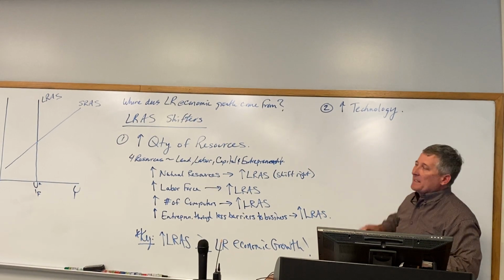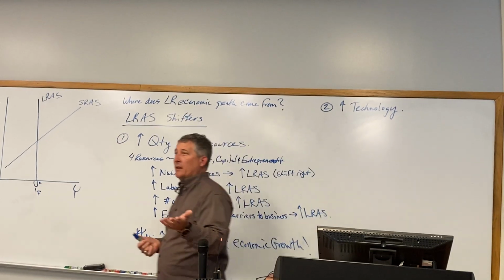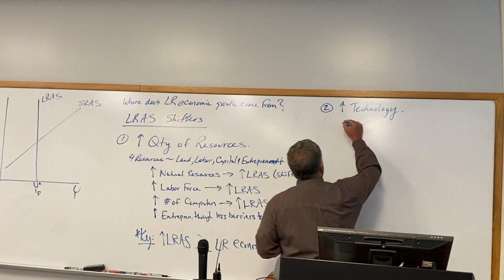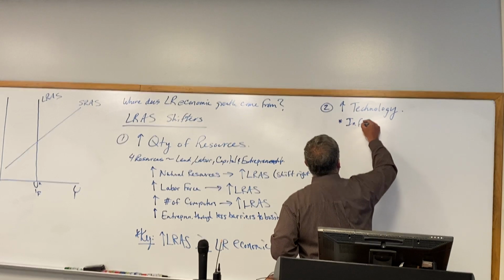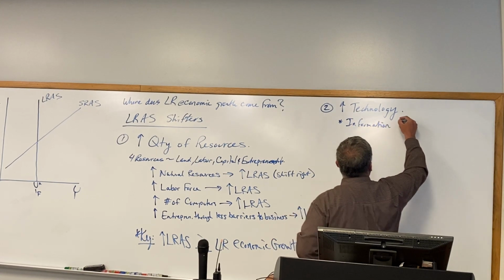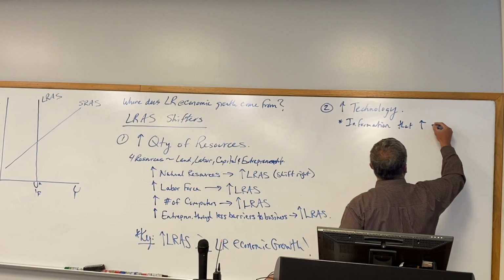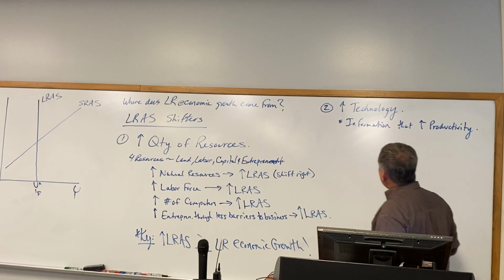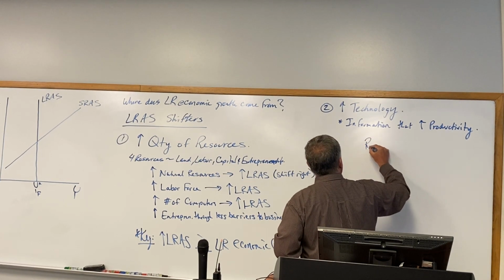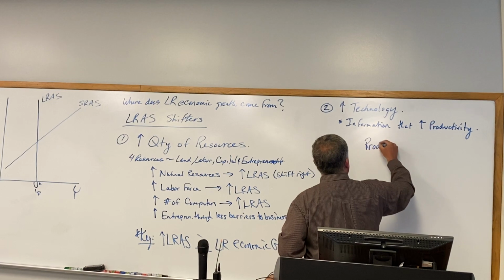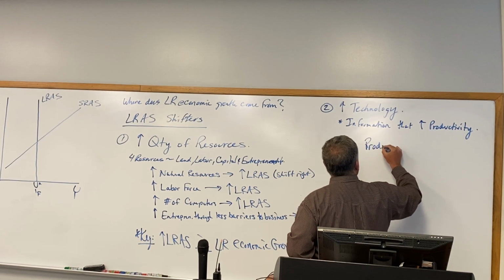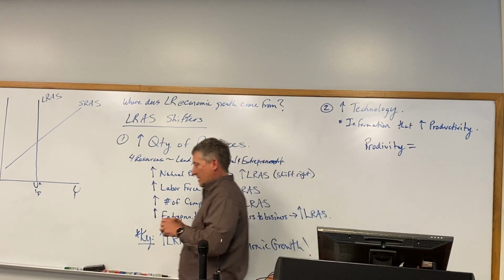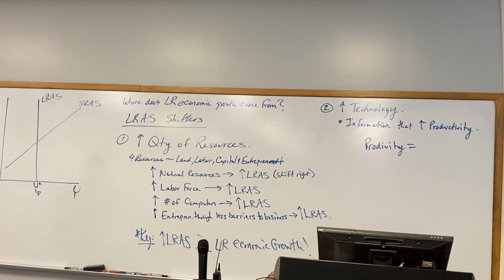And so really at the end of the day, technology is nothing more than information that helps us be more productive. So technology you can think of as information that increases productivity. Good time for us to refresh our memories on what does productivity mean. Productivity equals formula. What does it mean to be more productive?